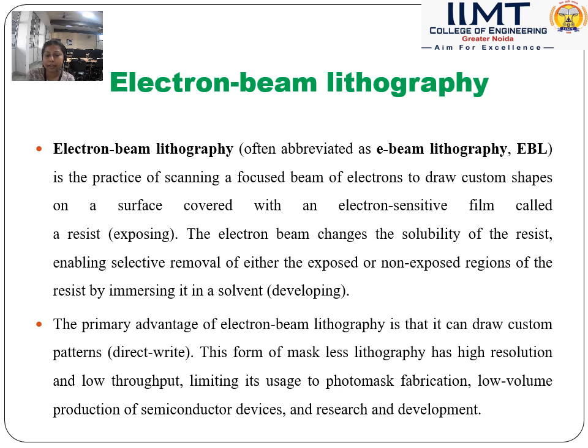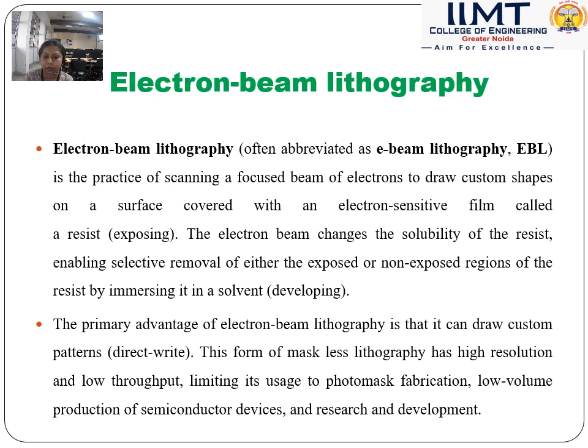And then the second type of lithography is electron beam. The electron beam technique is a practice of scanning a focused beam of electrons to draw custom shapes on a surface covered with an electron-sensitive film known as resist. The electron beam changes the solubility of the resist, enabling selective removal of either the exposed or non-exposed region of the resist by immersing it in a solvent for development.